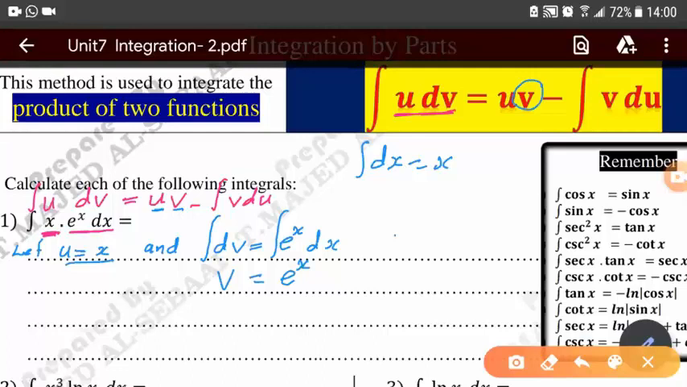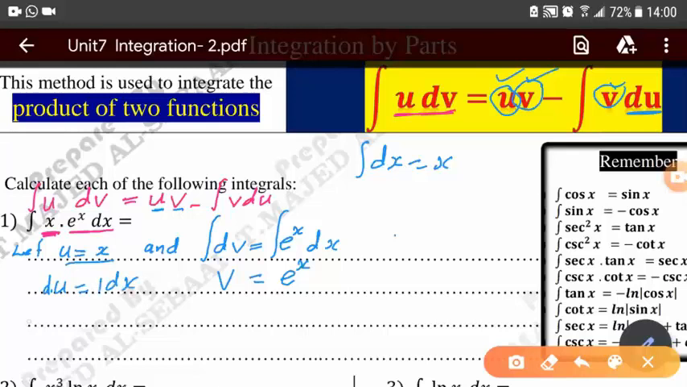So I found v, which is this. Now I have u, it's with me. I have v, it's with me. I still need du. How can I find du? Easy. du equals, what is the differentiation of x? It's 1 dx.